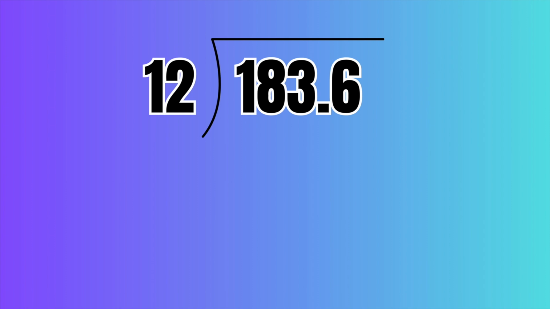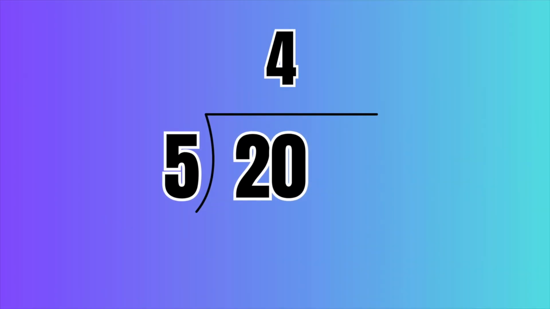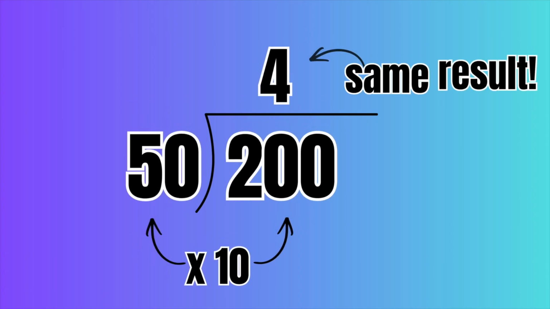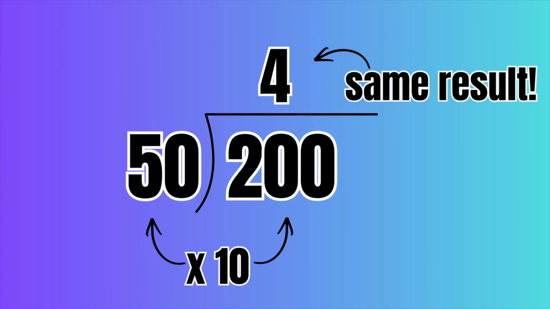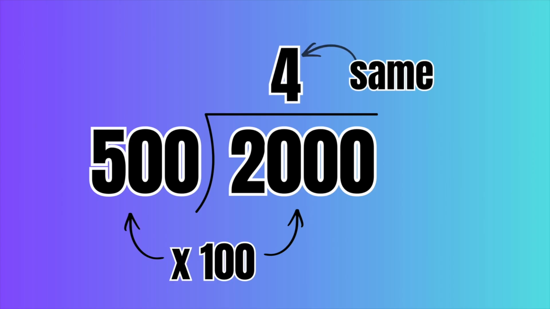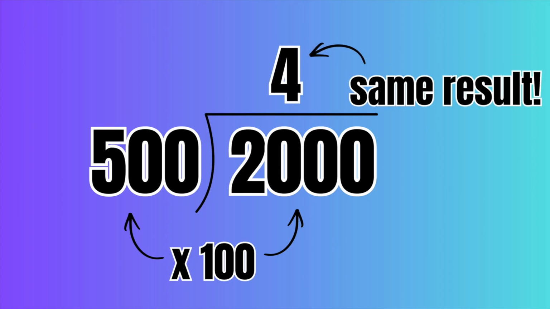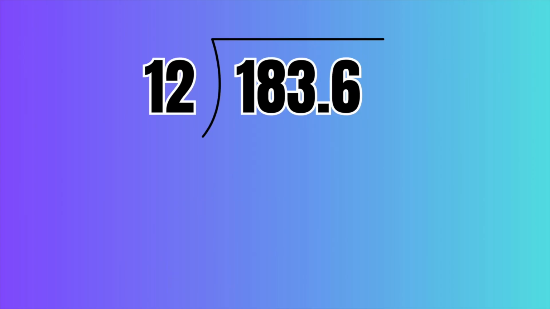That allowed us to get rid of the decimal in the divisor. You're going to get the same exact answer. It's like saying 20 divided by 5 is 4, or 200 divided by 50 is 4, 2,000 divided by 500 is 4. As long as you move the decimal place in the divisor and the dividend together, you'll get the same answer. So that's why this works. All right, let's get started.